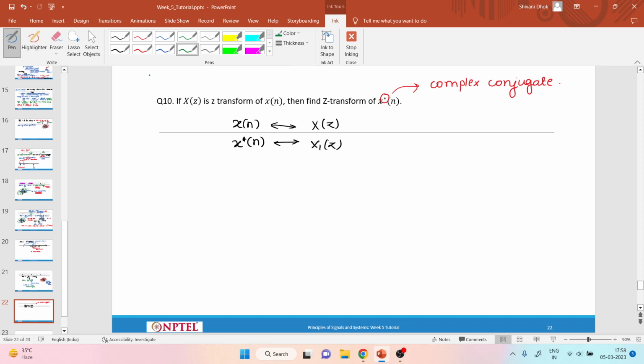Okay, so let's start with the definition. We have x1 of z equal to summation n running from minus infinity to infinity, x1 of n, which is x conjugate of n, z power minus n. So let us take the complex conjugate on both sides. So x1 conjugate of z is equal to summation n running from minus infinity to infinity, x of n, z conjugate to the power minus n.